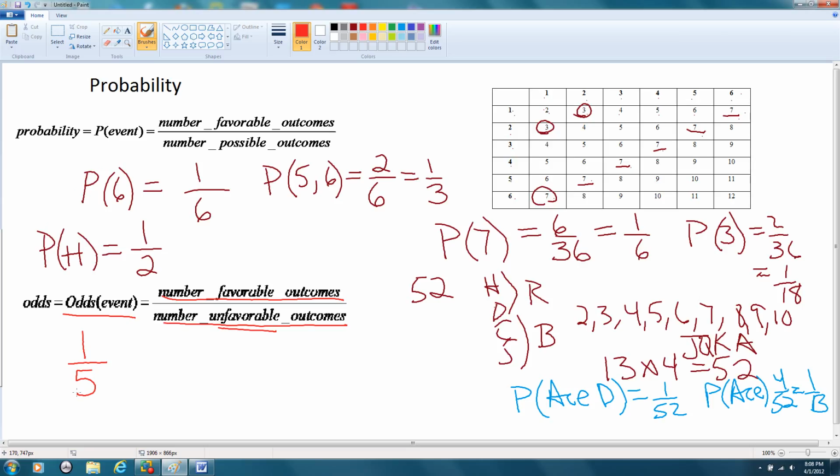The odds of getting a 7 with 2 dice: there are 6 ways to win. So that part's the same, but it's going to be 6 out of, I lose on any of the other ones. So there's 36 possible, but I win on 6 of those. So there's 30 left. So it's 6 over 30. Or if I reduce that, I can divide top and bottom by 6, the odds of getting a 7 are 1 out of 5. That's 2 dice and getting a 7, for example. The odds of getting a 3 would be 2 out of 34, or 1 out of 17.